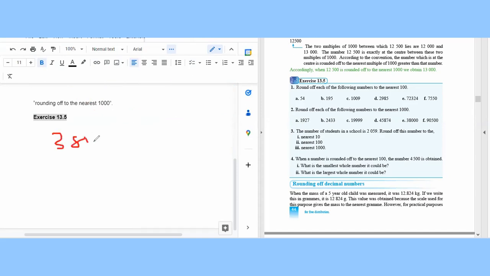Then 38,000. So 38,000, you have 0 in the hundreds column. So which means you round down. So rounding down would give you the same answer, 38,000.